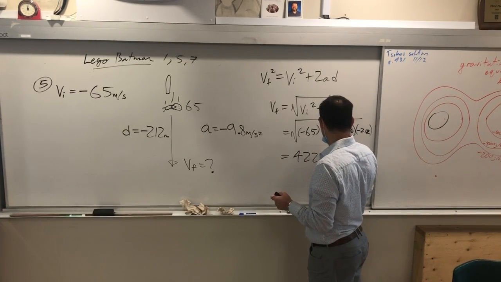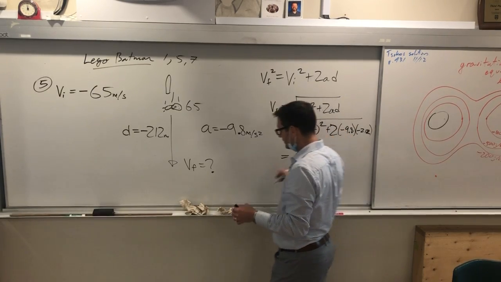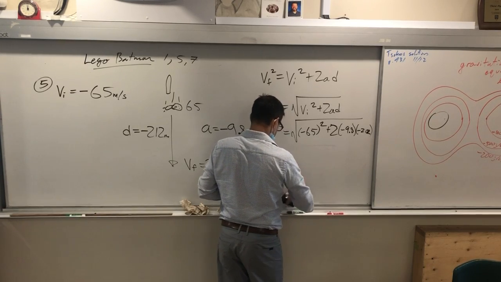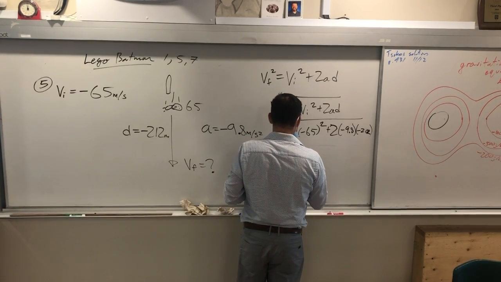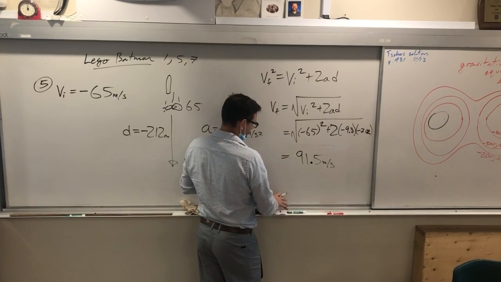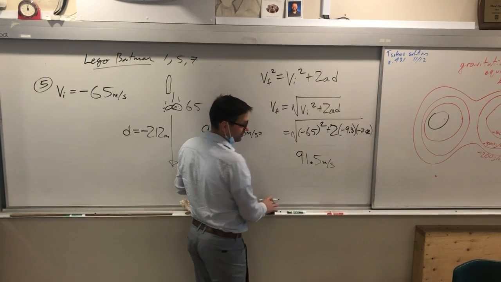4,225 plus 4,155.2. What's the final answer? 91.5. That makes sense. Wait, doesn't it have to be negative 91.5 then? Yeah, so there's a little bit of a trick here.